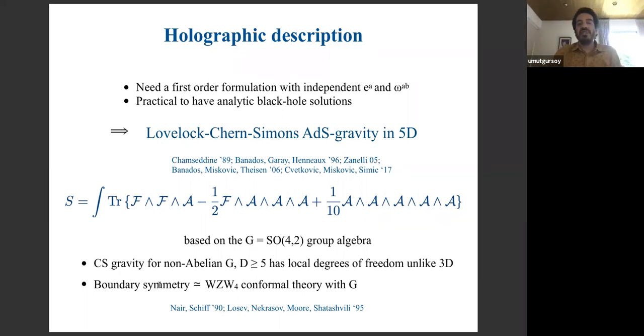So the boundary symmetries of these theories are isomorphic to the symmetries of the Wess-Zumino-Witten 4 conformal theory, which was first introduced by Nair and Schiff in the 90s, and then many of its properties were studied from a conformal field theory point of view by Losev, Nekrasov, Moore, and Shatashvili in '95. But this is not a well understood theory, but there is some rich boundary dynamics. So this is essentially giving you some hope that there will be some non-trivial boundary theory. So it may be dual to some non-trivial boundary theory, which may be this theory or some deformation of that.